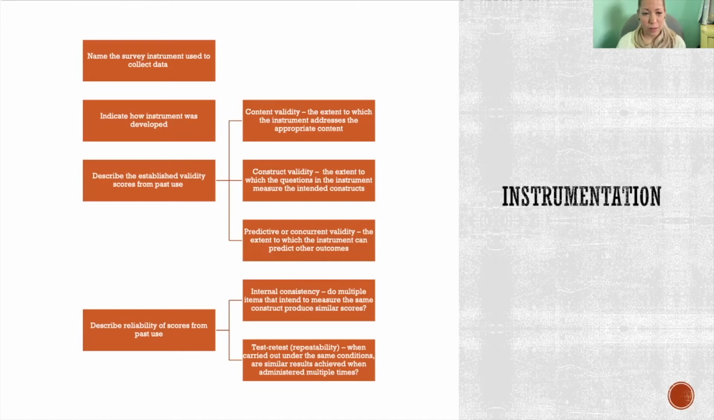So again, that's the major benefit of using an instrument that already exists and has been in use: there will be established statistics about its content validity, construct validity, and its concurrent validity. So you want to discuss that. You want to describe those validity scores based on what you can find in the literature. Same goes for reliability. So describe the reliability scores based on its past use. So you want to describe internal consistency and the test-retest reliability.